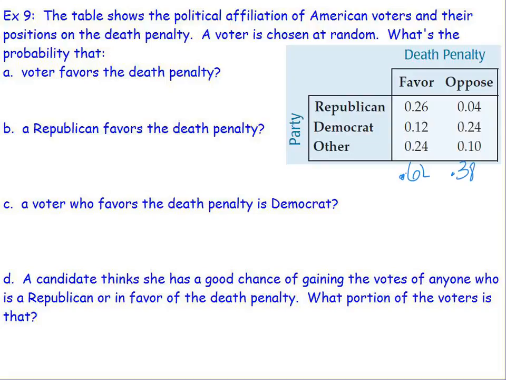Now we got to add across. 0.26 plus 0.04 is 0.30. 0.12 plus 0.24 is 0.36. And 0.24 plus 0.10 is 0.34.